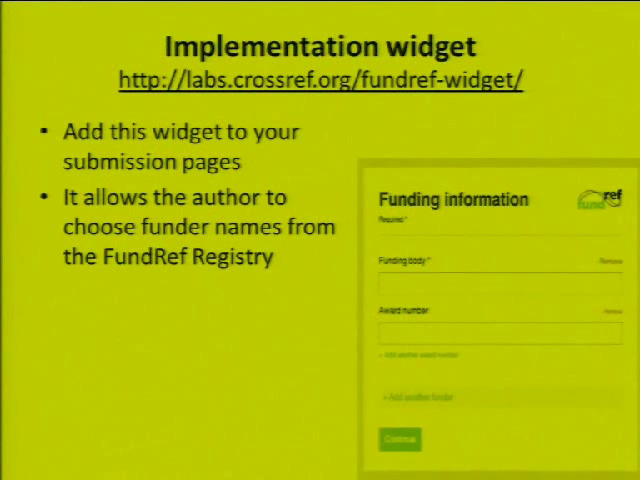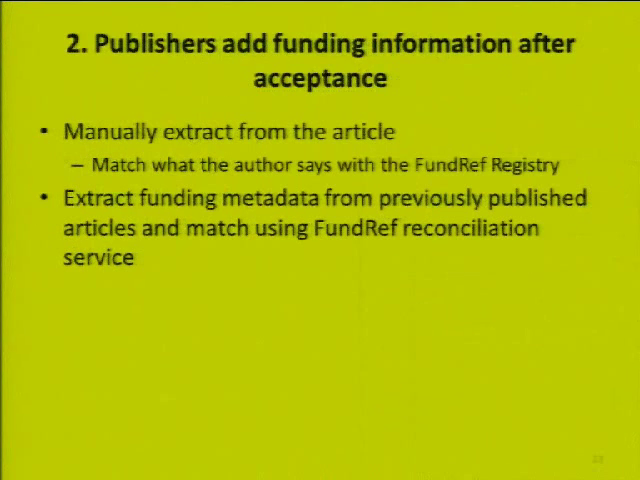We've also created a specific widget that a publisher could add into their own submission pages, just as a quick route in case they have their own submission system. And what it does is it references the official registry of funder names, so that if you've got your own submission system, you don't need to build a bespoke product for it. You can just plug this in.